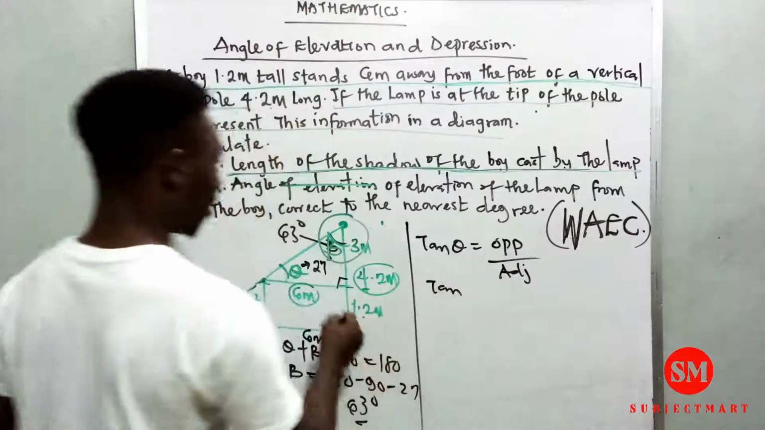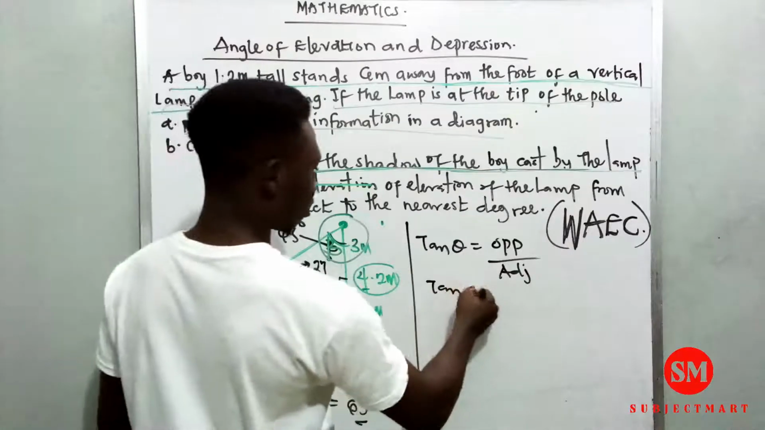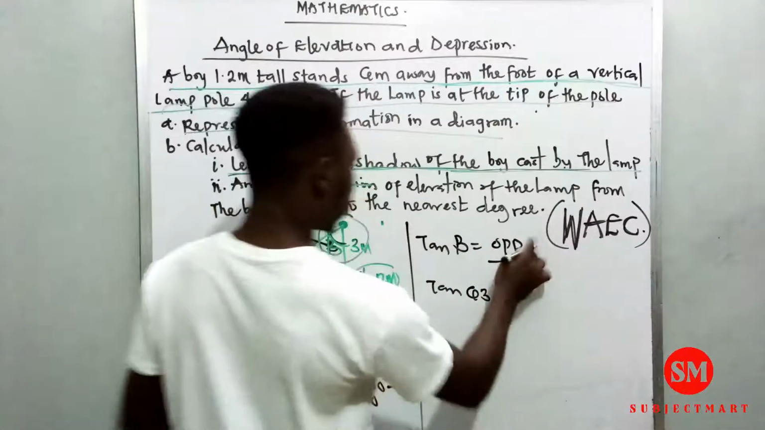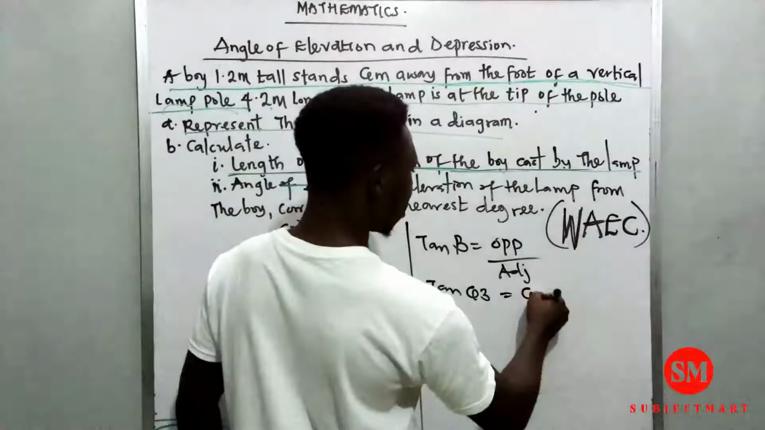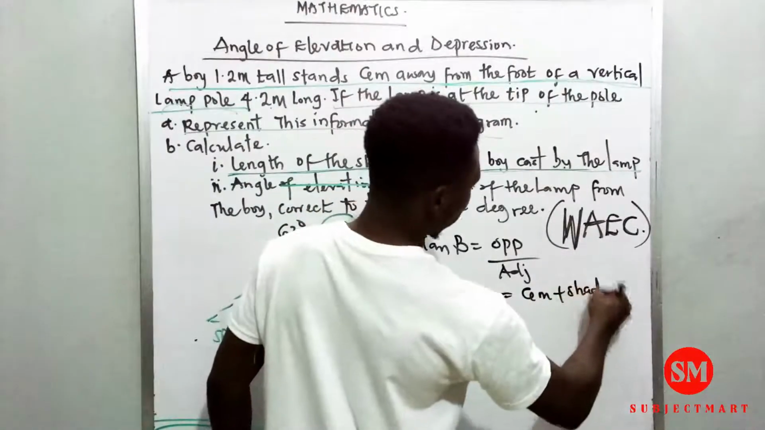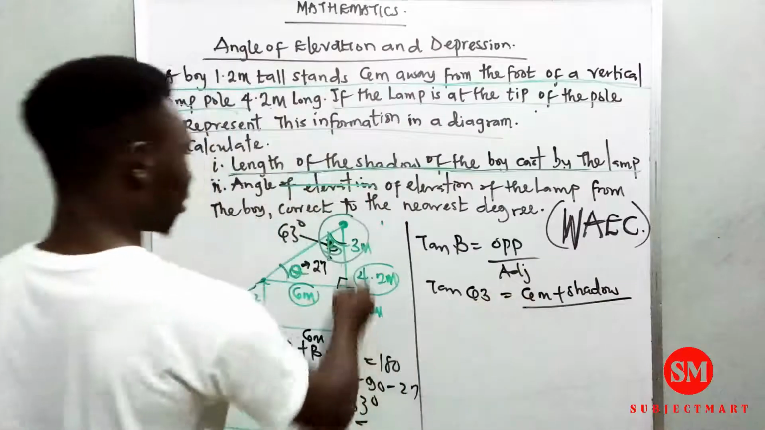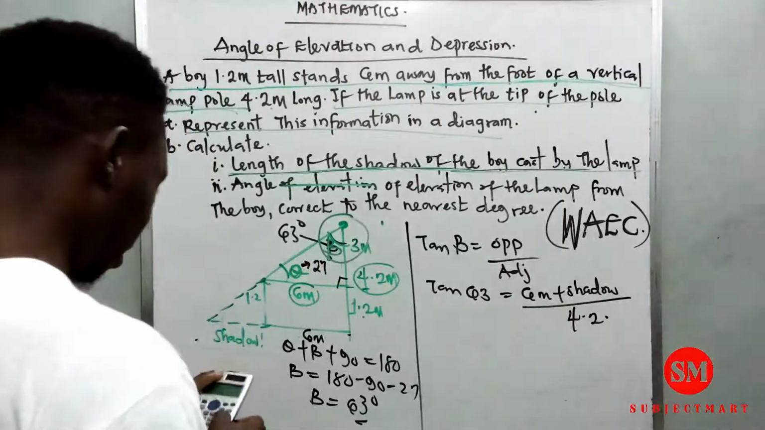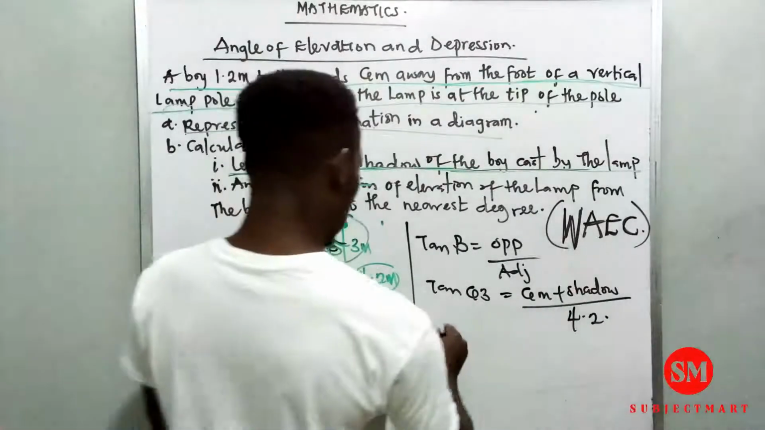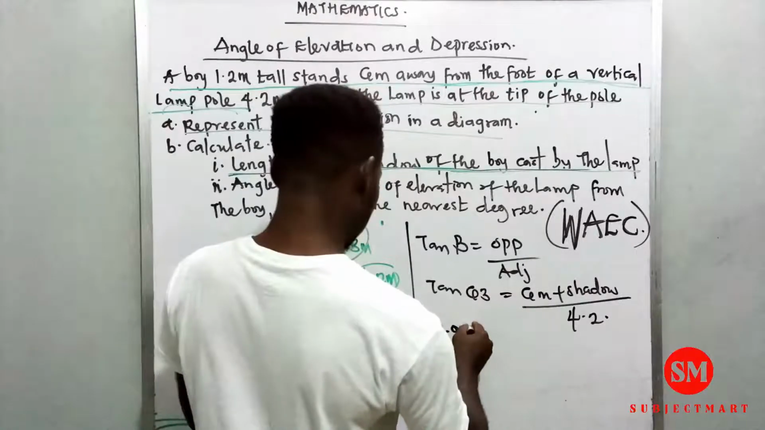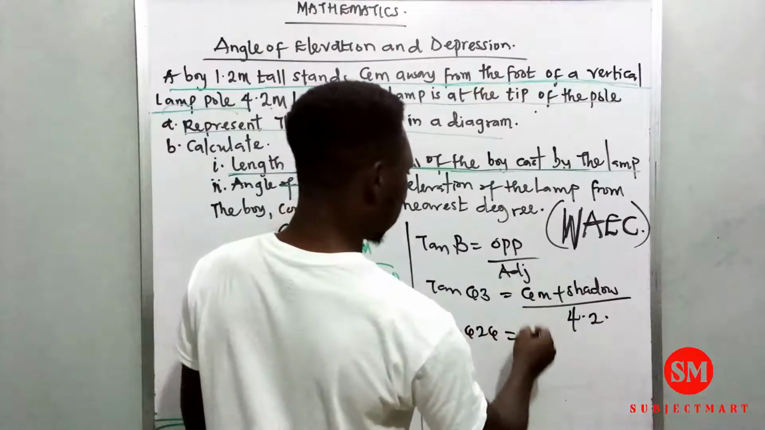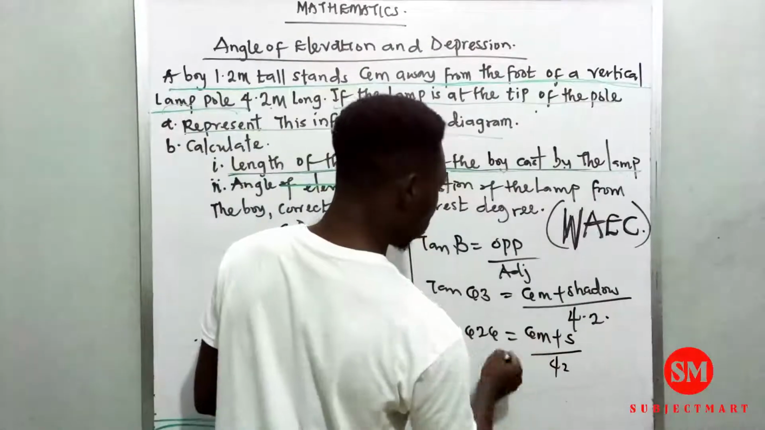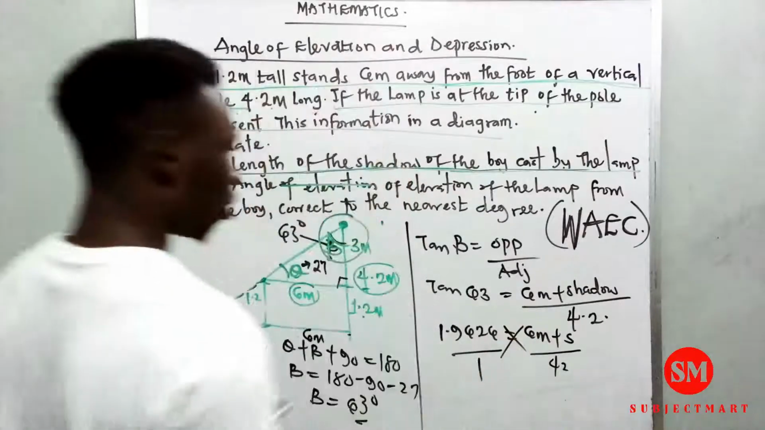Now, please don't use tan theta, use tan beta, because our beta is 63. Tan 63 is equal to our opposite, 6 meters plus the shadow, all over our adjacent, which is 4.2. So tan 63 is going to give us the value 1.9626, which is equal to 6 meters plus our shadow, S, over 4.2. At this junction, cross multiply.